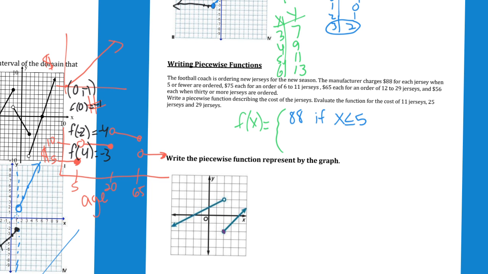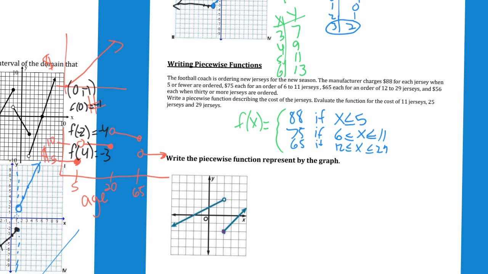Okay, and so how much is going to cost you if you do from 6 to 11? Okay, so it's going to cost you $75. So if x is less than or equal to 11, but greater than or equal to 6, okay, and again, we're not going to order 5.5 jerseys, that's just weird, okay, and then it's going to cost you $65 if you order between 12 and 29. Okay, 12 and 29.